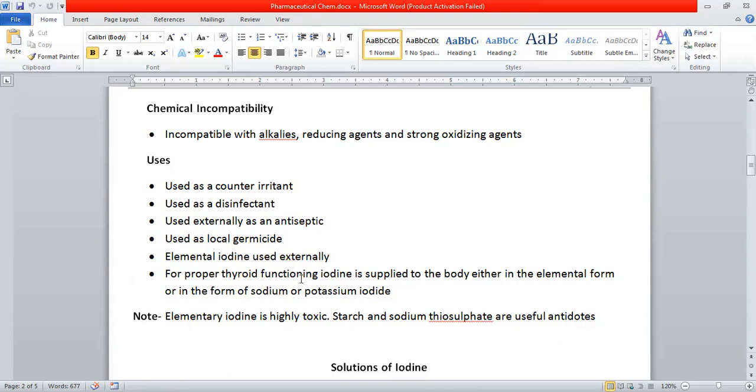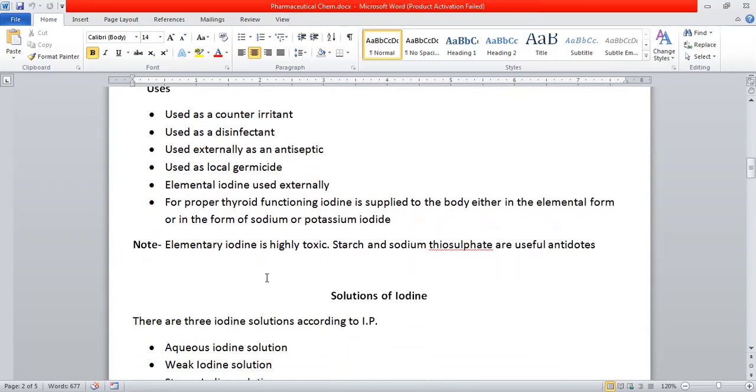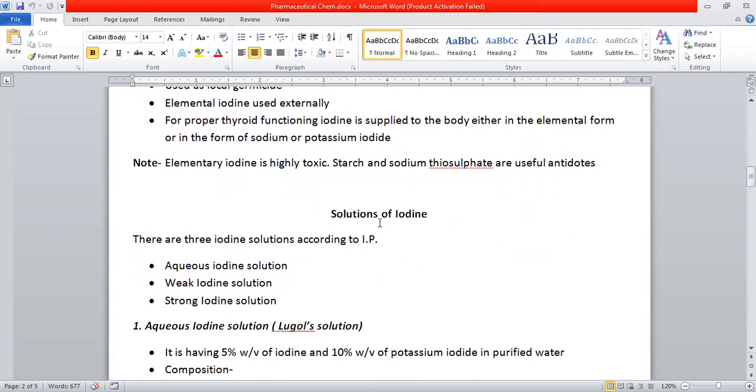For proper thyroid functioning, iodine is supplied to the body either in the elemental form or in the form of sodium or potassium iodide. Now, it is to be noted that elemental iodine is highly toxic. Starch and sodium thiosulfate are usually useful as antidotes for iodine poisoning in case elemental iodine is used. Now we shall talk about the solutions of iodine.